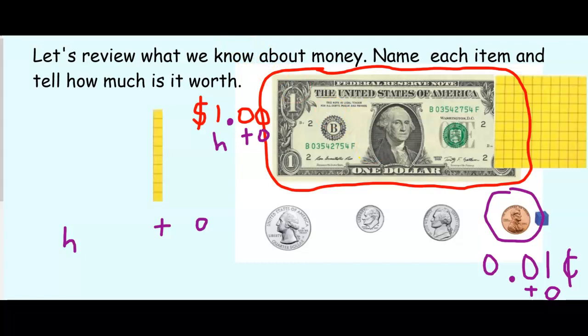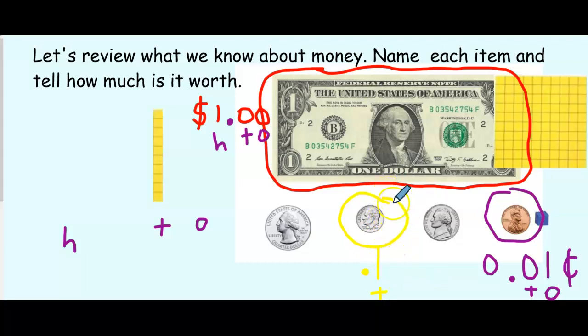Let's move on. Can you name this coin for me? That's right. This is called a dime. Do you remember how much a dime is worth? Yes, it's worth 10 cents. Now, how would you write that with a pencil and paper? First, you need your decimal. There are no dollars, so we don't need anything in the hundreds place. But a dime is worth 10 cents. So we have 1 dime. So for our tens place number, we would write a 1 here.